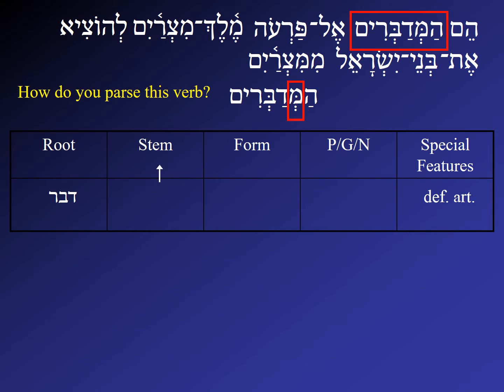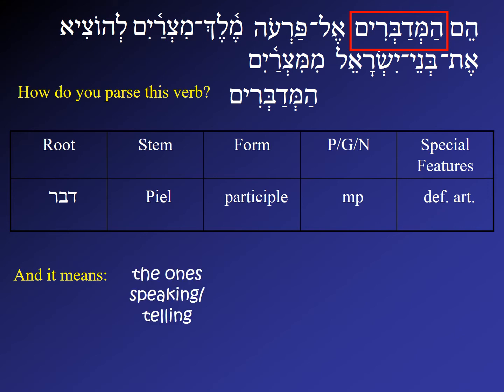The stem, if you look here, we have the shva under the mem. We have a dagesh in the second root radical. So this is clearly a Piel. The mem, of course, as we've learned in this lesson, indicates the participle. So this is the Piel participle of dabar. The person, gender, number is given by the ending. So the -im ending is masculine plural. So Piel participle of dabar, masculine plural, plus a definite article, and it means the ones speaking or the ones telling, something like that.